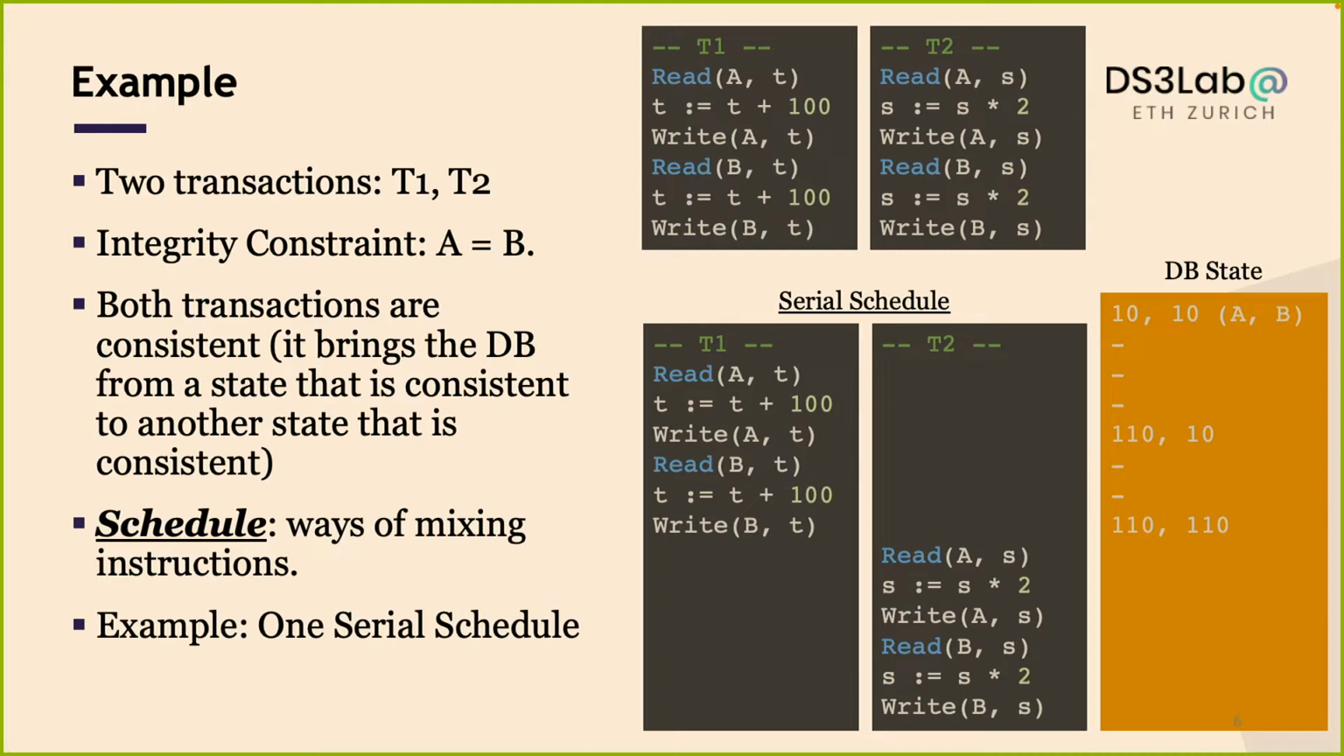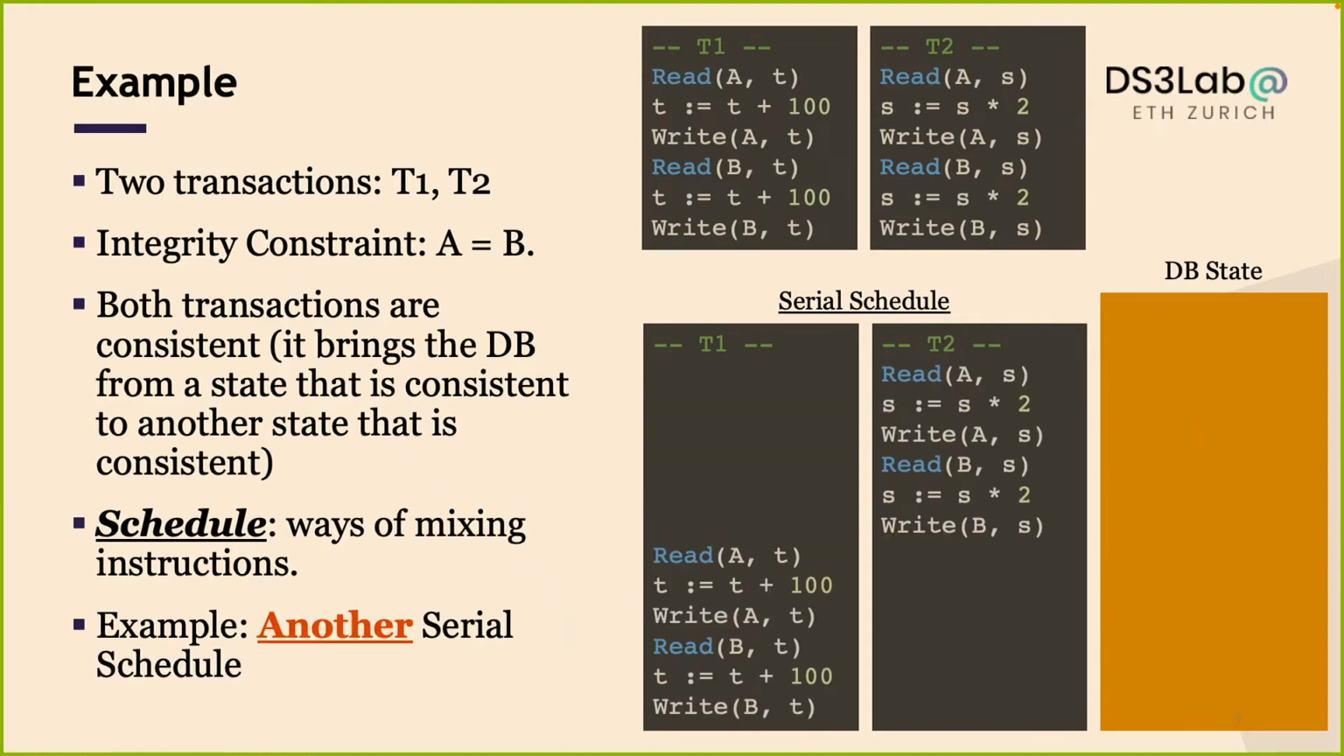And then T2 reads. Now T2 is going to read the new value of A, which is 110, multiply by 2, write it back. Then read the new value of B, multiply by 2, write it back. If you run this schedule, you are going to transform the database from a state where A equals B equals 10 to another state, A equals B equals 220.